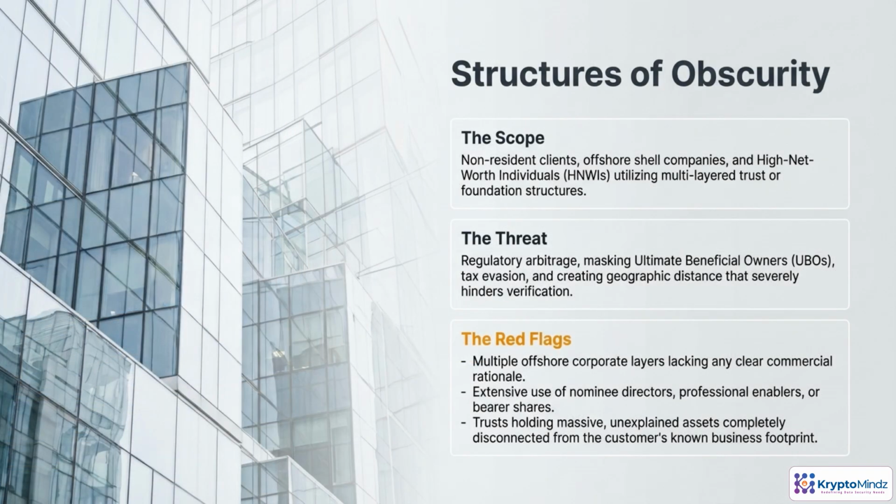Structures of obscurity are intentionally complex setups designed to break the audit trail. Think of non-resident clients or offshore shells using multiple holding companies, trusts, and foundations stacked together. The usual aim is to hide the ultimate beneficial owner, avoid tax, or move value beyond the reach of regulators and courts. For you, the risk is becoming comfortable with surface-level documentation. If you can't clearly explain who ultimately owns, controls, and benefits, you're already in high-risk territory.